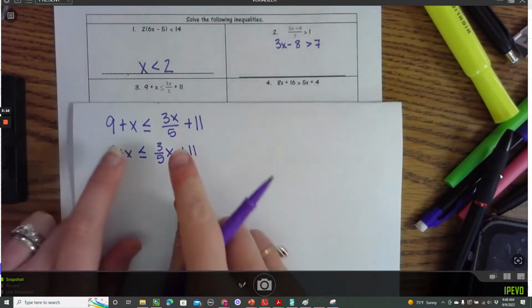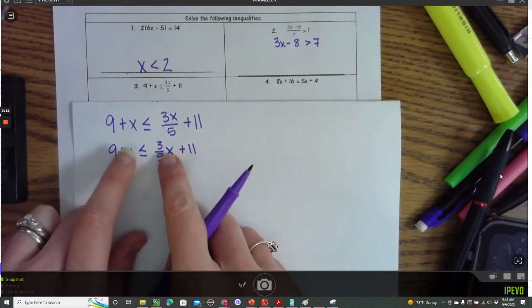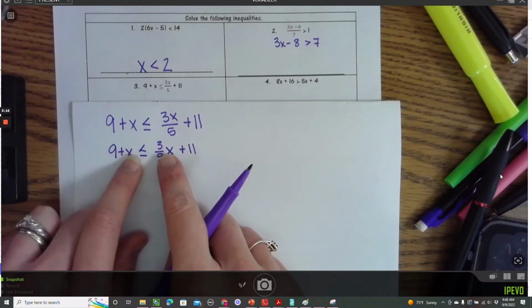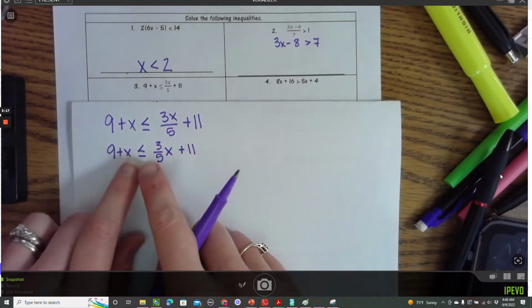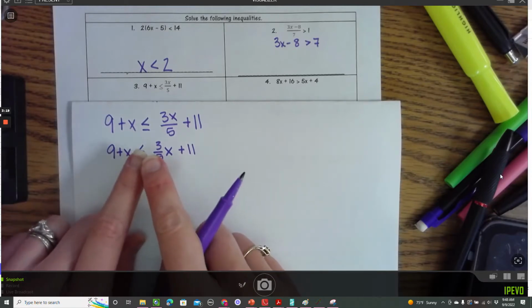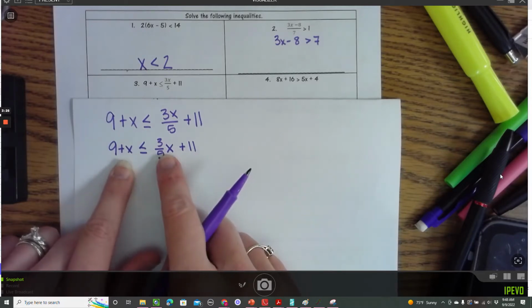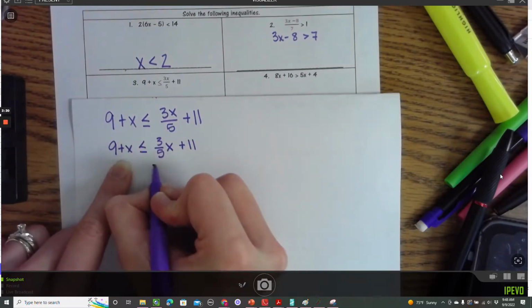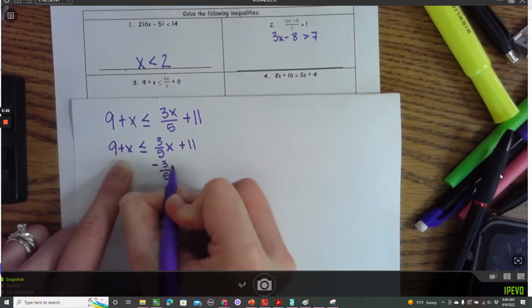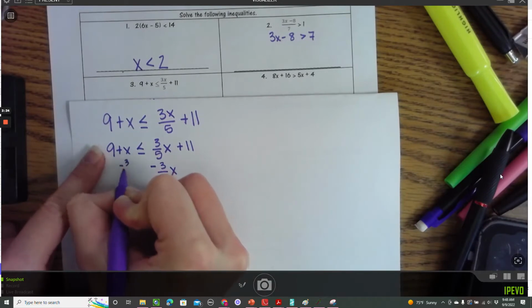All right, from here, if we've got an x on both sides, we need to move them together. We want to move the smaller x. So remember, just a plain old x, that's like a 1. And then this is 3/5. So which one's smaller here? So I'm going to subtract 3/5 x from both sides.